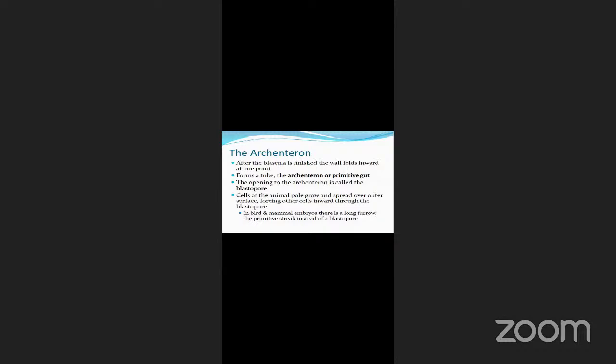And the cells at the animal pole will grow and spread over the outer surface, forcing other cells to invert. So it is nothing but it will form a tube-like structure into the wall of the cell. Okay?